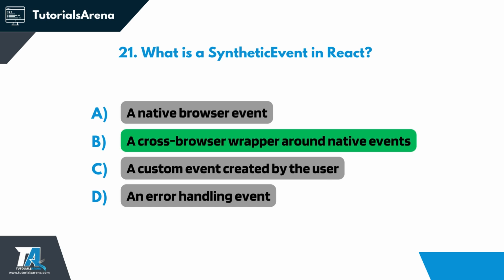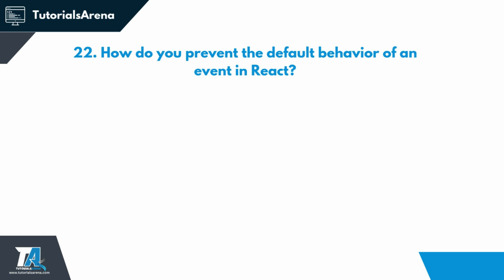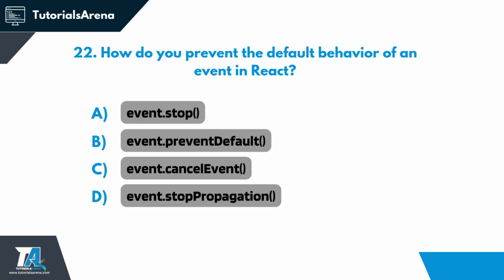Moving on to the next question. Question 22. How do you prevent the default behavior of an event in React? The options are option A, event.stop. Option B, event.preventDefault. Option C, event.cancelEvent. Option D, event.stopPropagation. The correct answer is option B, event.preventDefault.